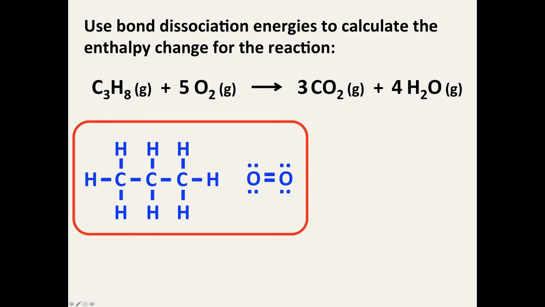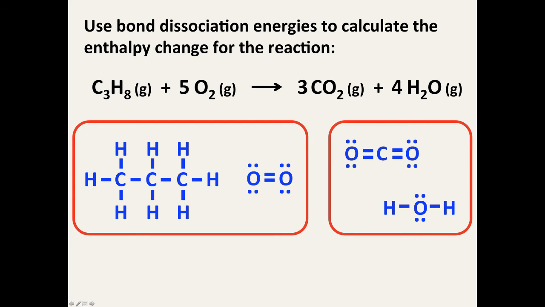What's going to happen to make the products is the carbon-carbon bonds and the carbon-hydrogen bonds in propane will break. The oxygen-oxygen double bond in the O2 molecule will break. And then CO2 will be made. It has this Lewis dot structure, 2 double bonds from carbon to oxygen. And then, of course, water, H2O, has this Lewis dot structure, 2 single bonds from oxygen to hydrogen. Those are our products, and these bonds will have to form.